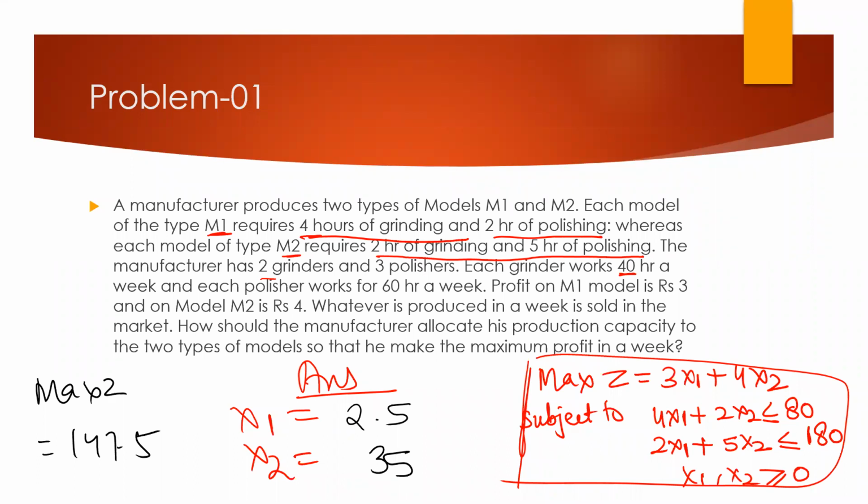Guys, you should get this answer. Your x1 should be 2.5, x2 should be 35, and maximum of z should be 147.5. Anyone, any doubt? If you are not able to get the answer, then there's a problem. Still, you have not understood.